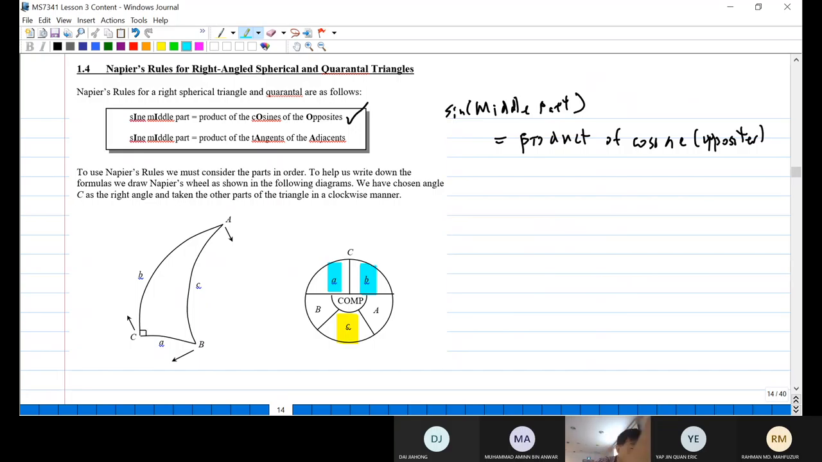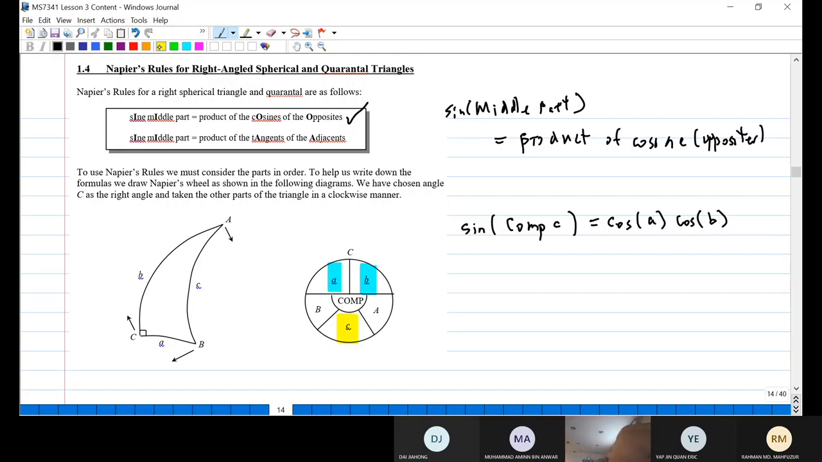So in this case you can write sine of the middle part, which is C. I purposely put a comb there, because if any side or angle is below the view, we have to put a comb there. So comb of side C. Make sure you use a small letter here, because side C is equal to the product of cosine, that means cosine of side A and cosine of side B. A and B are the opposites there.